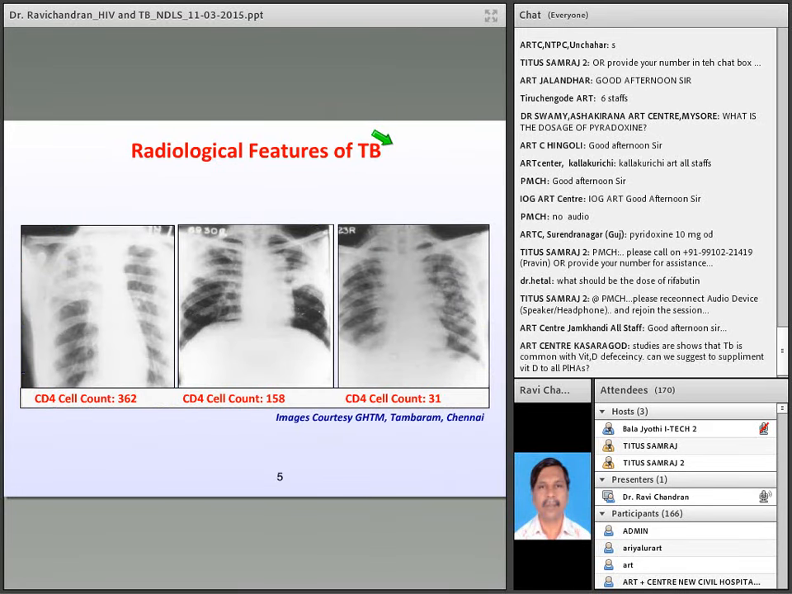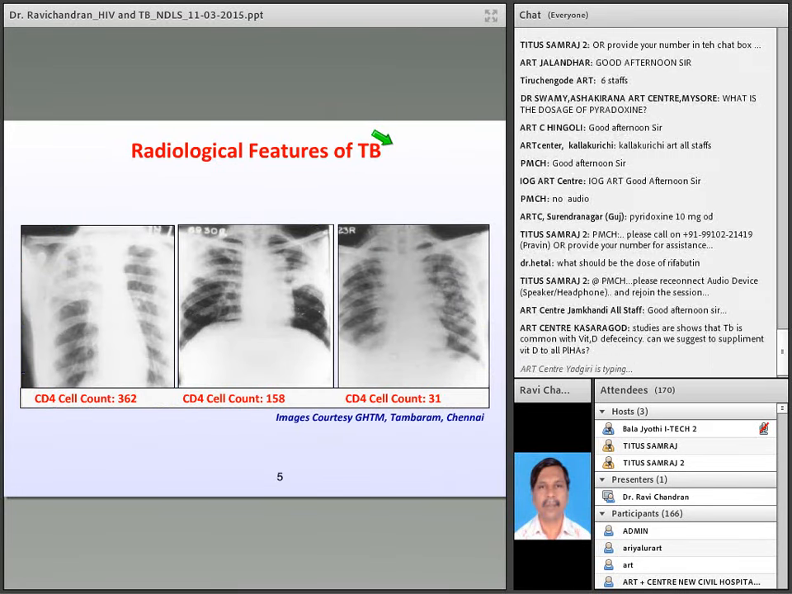These are the chest X-ray pictures, courtesy of Tambaram TB Center. As the CD4 cell count falls, the lesions become more and more marked and there is diffuse involvement.